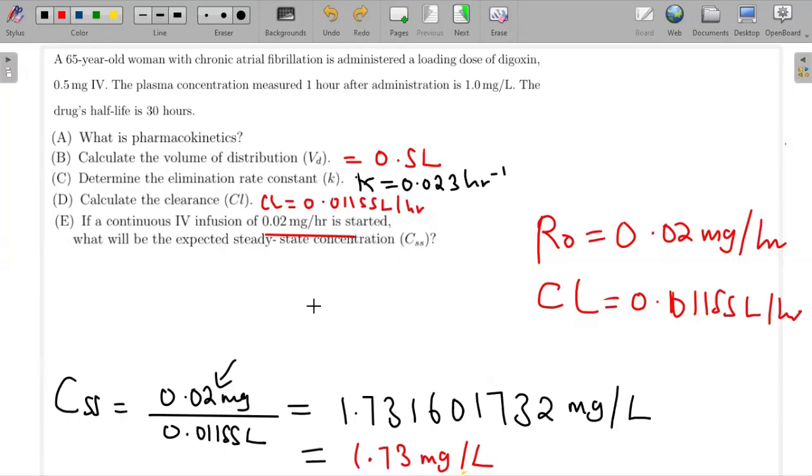Okay, so the steady state concentration there will be 1.73 approximately. Okay, so when the concentration reaches that point, it means that the rate of the drug infusion is equal to the rate of the drug what? Elimination.